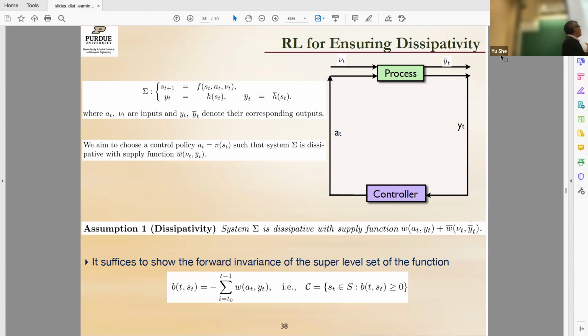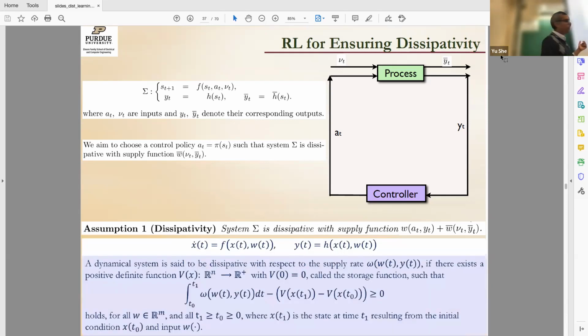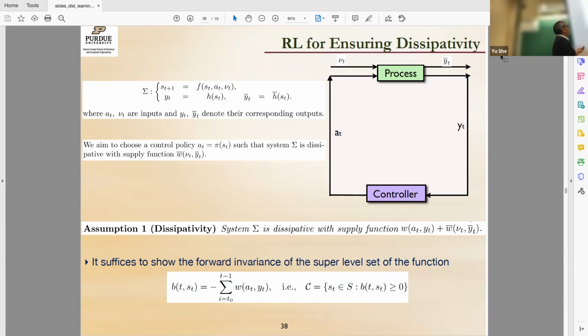Okay. So the first observation is that if I look at the dissipativity notion, there is this energy that is being supplied that has to be greater than 0. So I convert that into forward invariance of this function. The set greater than or equal to 0 is forward invariant. Then I can show that it is dissipative. This is the condition on input and output.